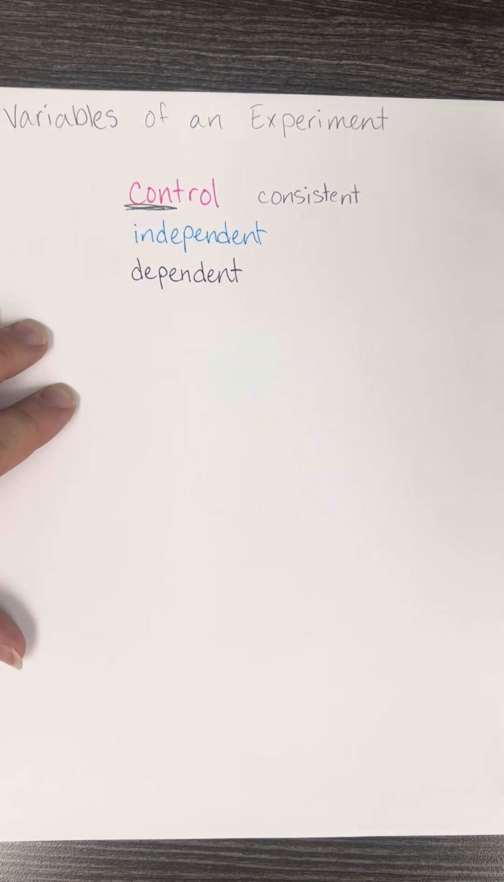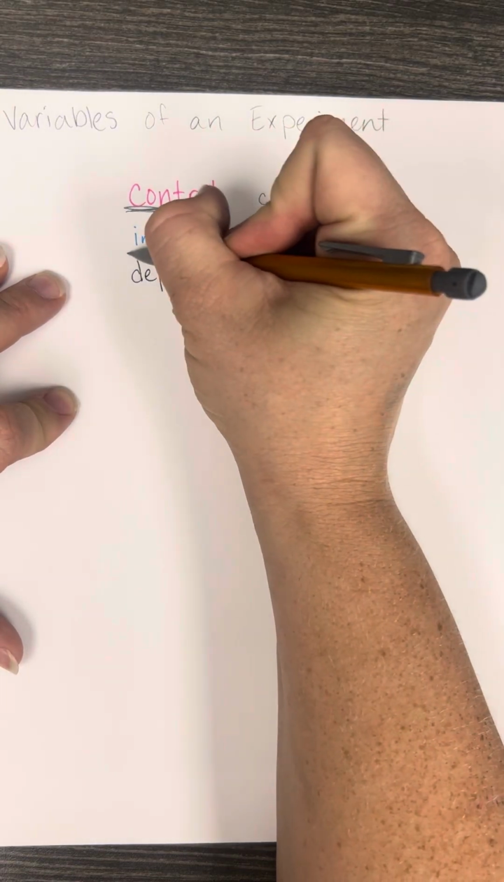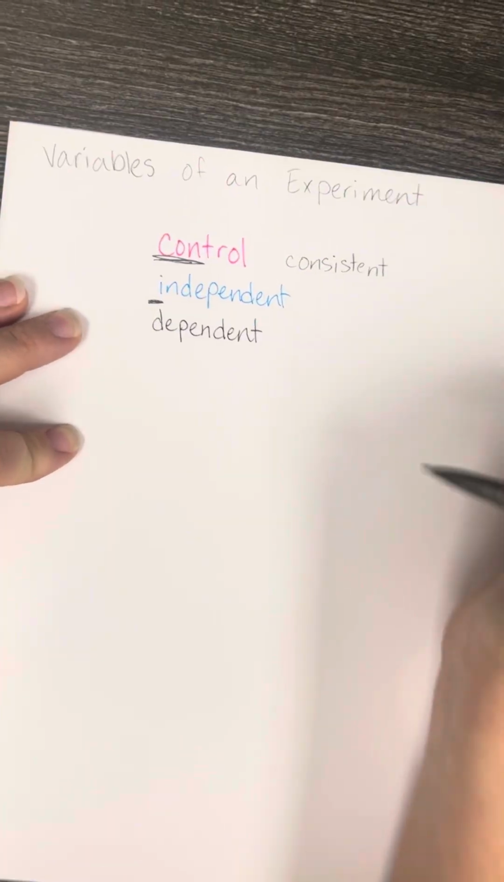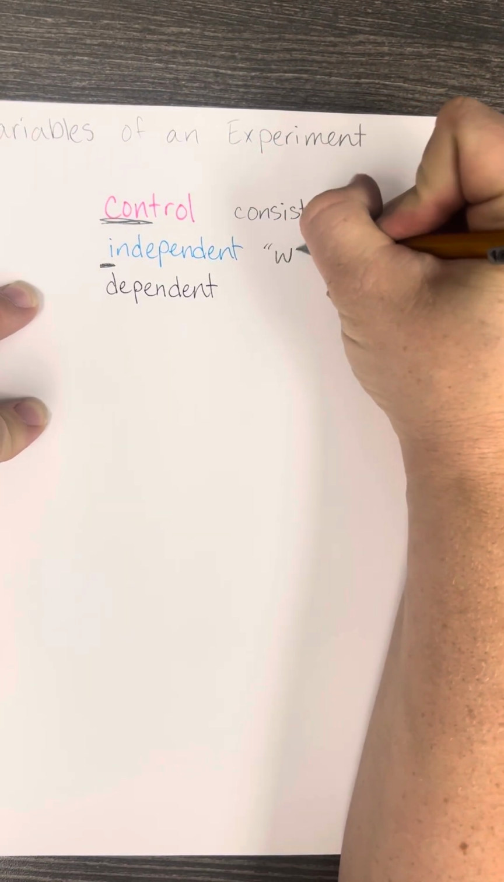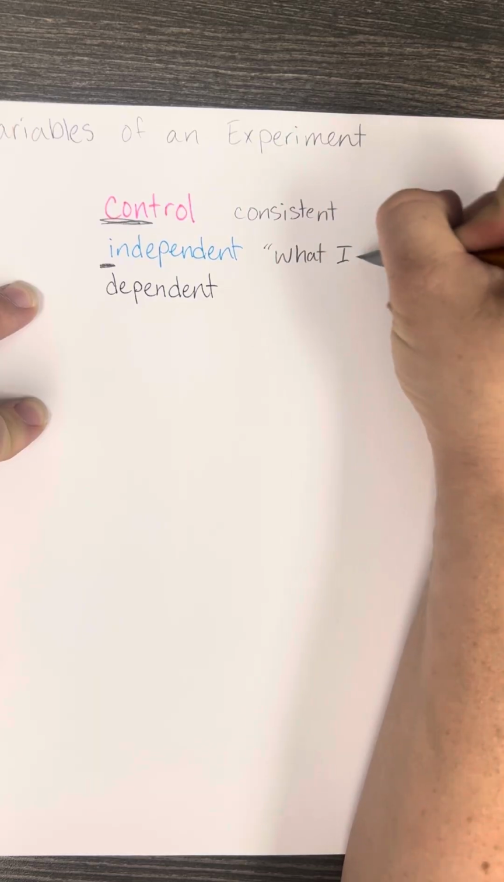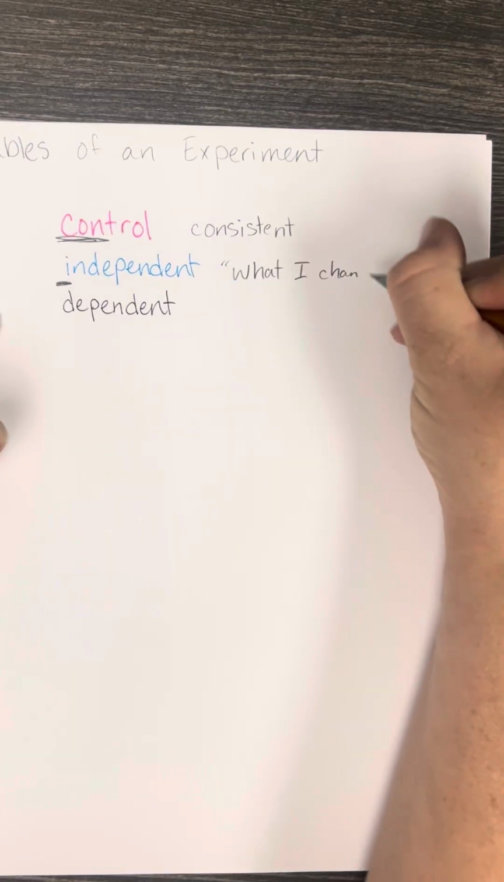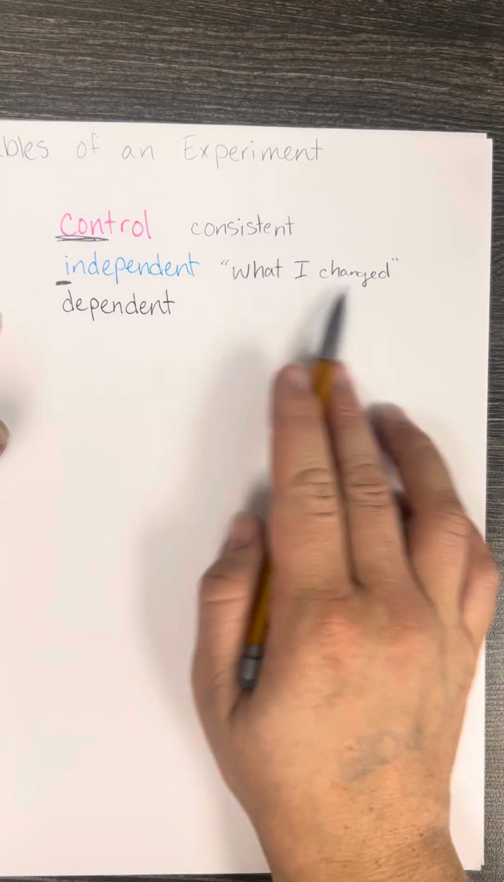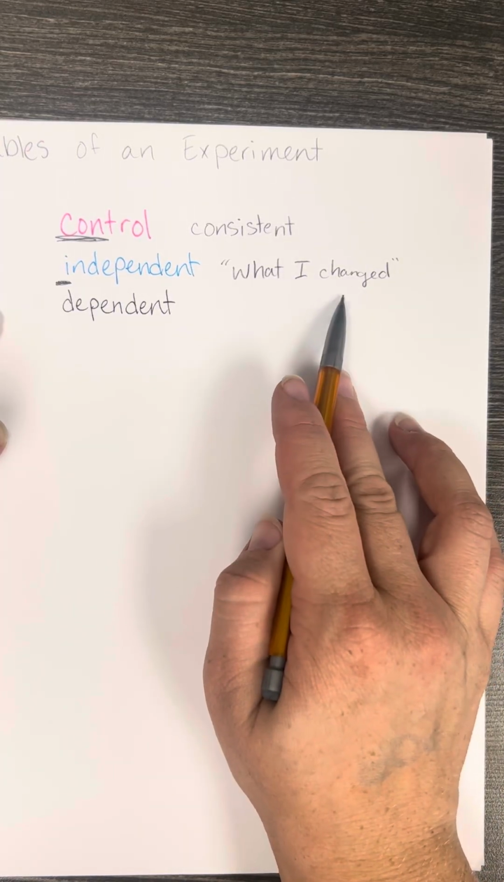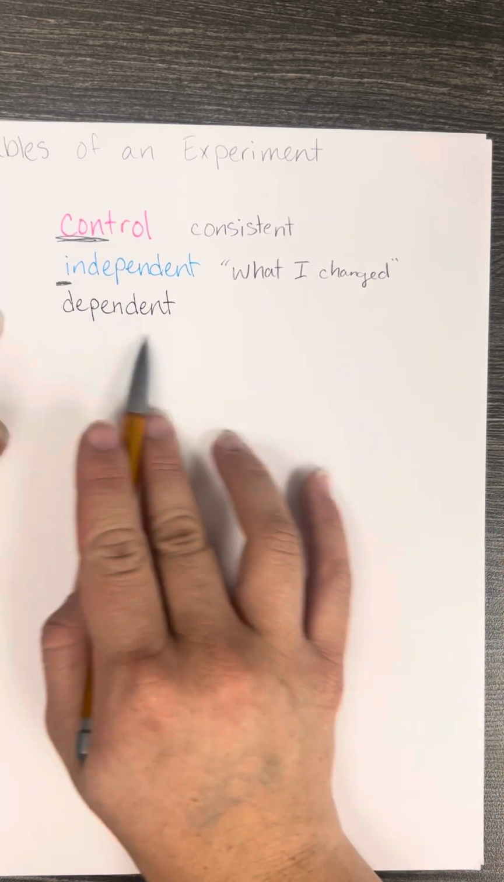Your independent variable is what I changed. Okay, so it's the one thing that you're going to change so that you can measure how it impacts the outcome.